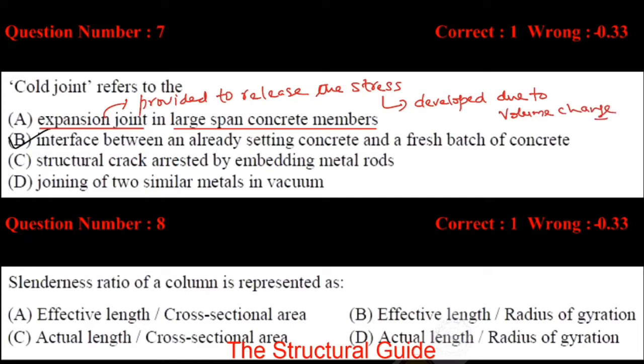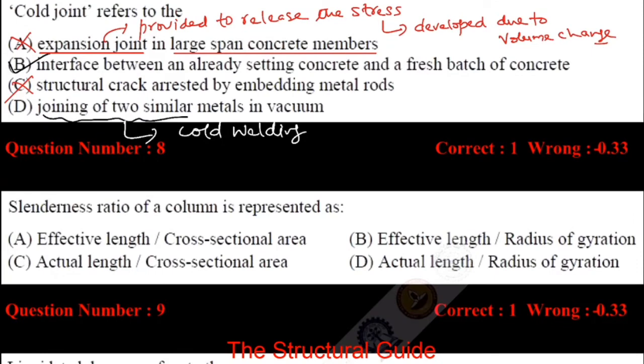So let's look at option number C, that is the structural crack arrested by embedding metal rods. This is also wrong, because this is talking about structural cracks, not about joints. So let's move to the next option, option number D, joining of two similar metals in vacuum. Joining of two similar metals in vacuum is known as cold welding. It is related to welding.